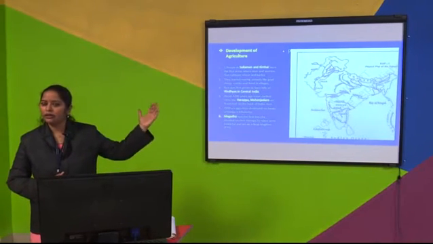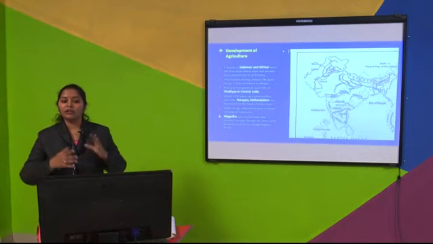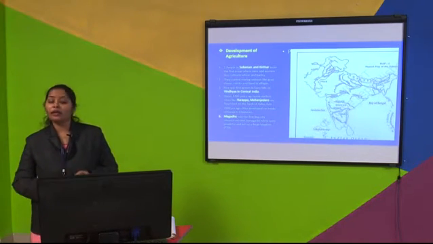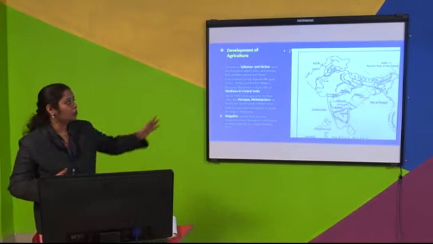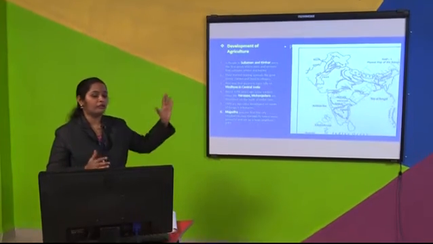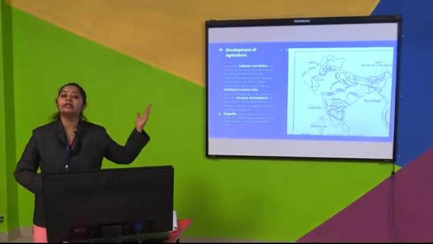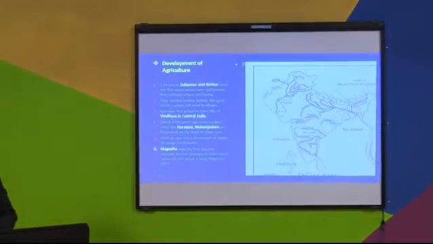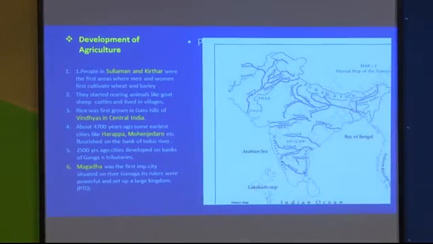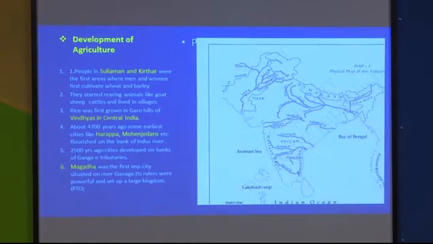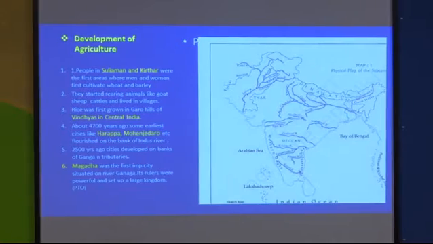Can you see? Yes. So Suleiman and Kirtar were the first areas where men and women first cultivated wheat and barley. Understood, children? So just remember these two names, where wheat and barley were cultivated. It was in Suleiman and Kirtar. Then they also started rearing animals like goat, sheep, cattle, and they started living in villages. Okay, so this was what I taught you about Suleiman and Kirtar.